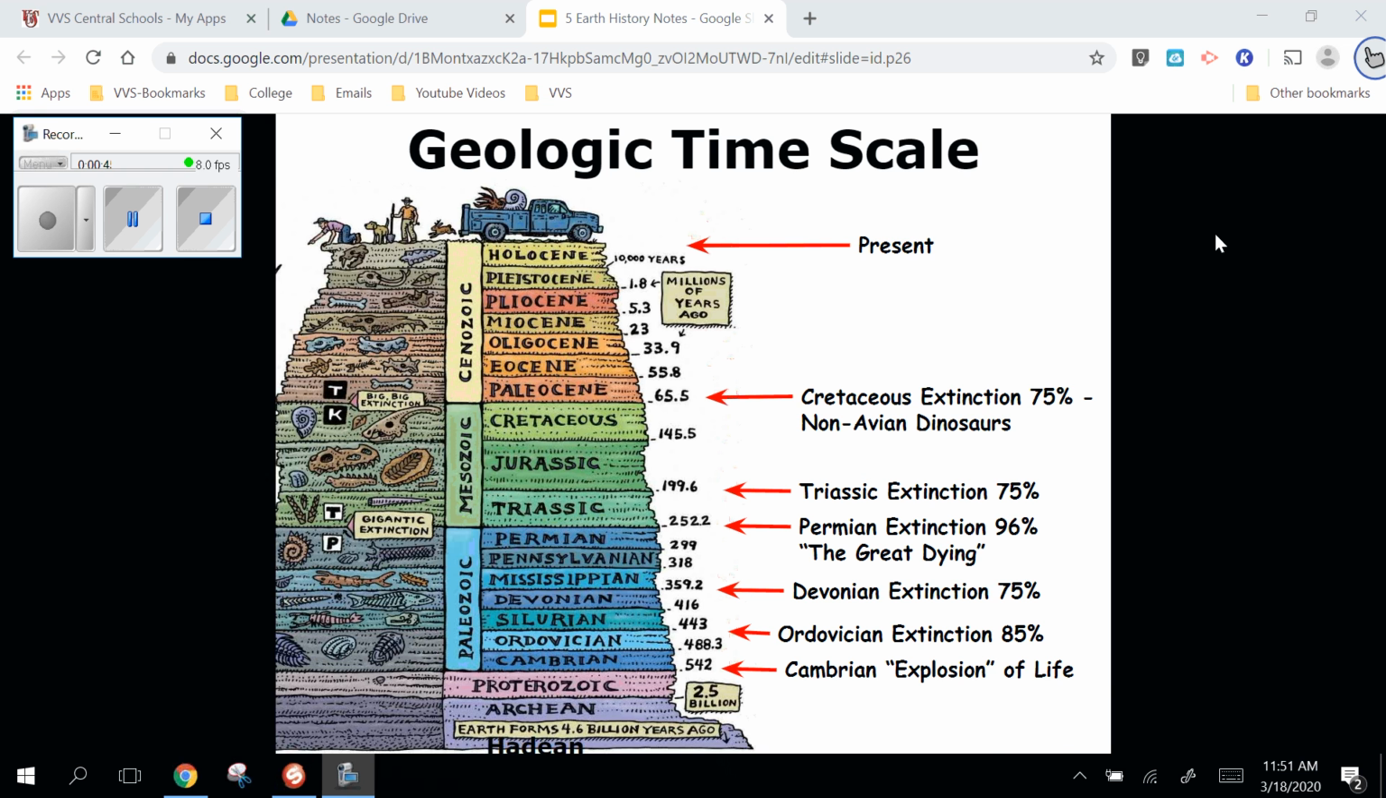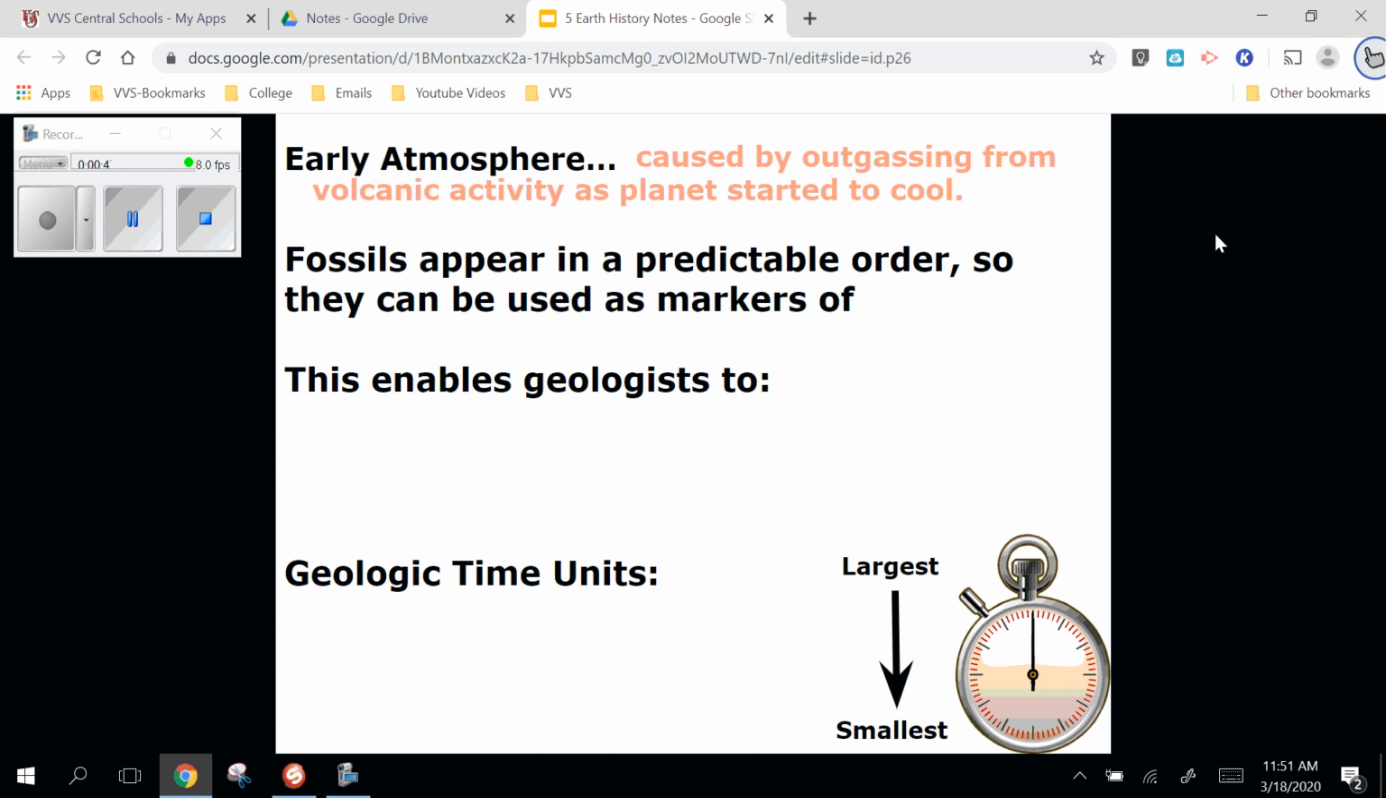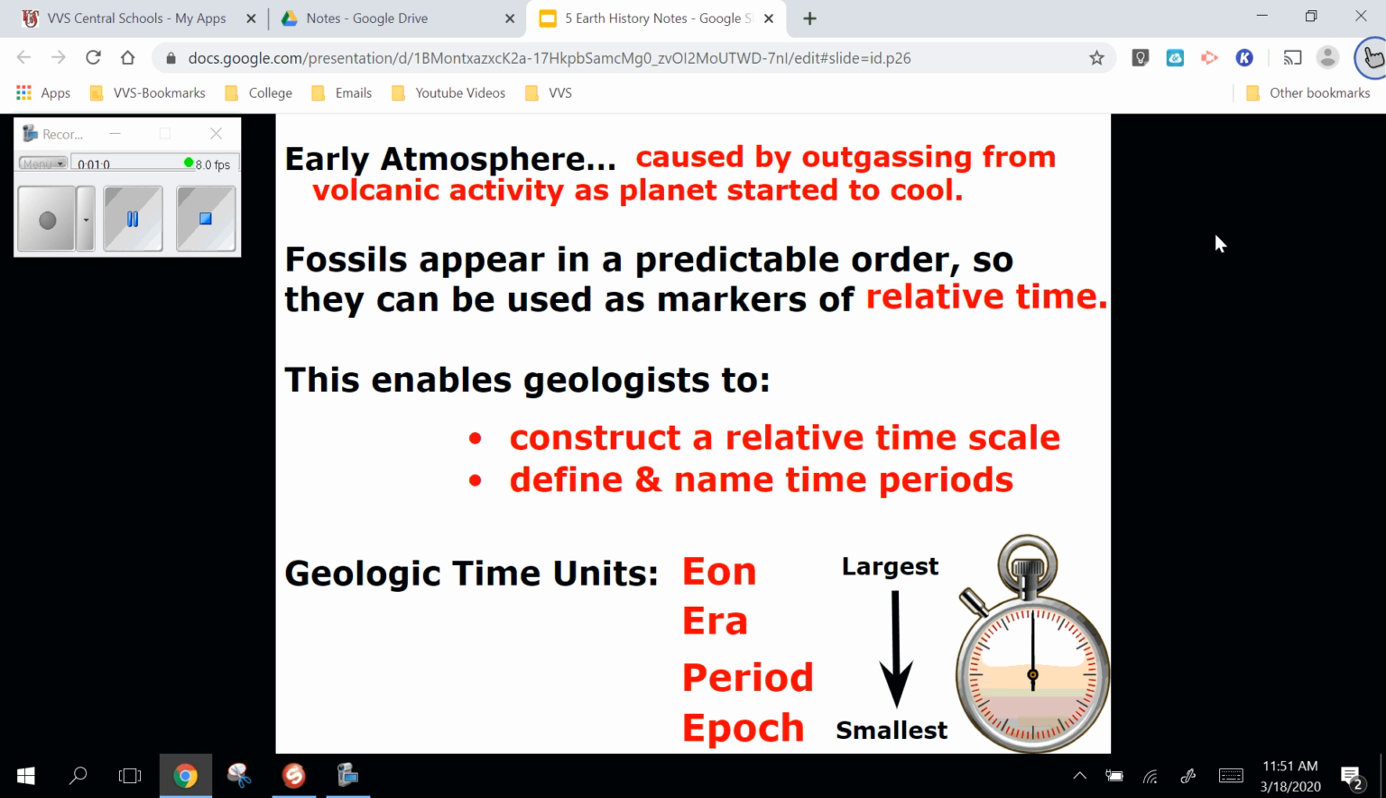All right. So, atmosphere, we already talked about the atmosphere caused by outgassing when the planet was cooling. Different atmospheres as it progressed through time allowed changes in the organisms on the planet. These fossils that we look at, by putting them in order, we can construct time scales and define our time periods. There's 4 major time periods: eons, eras, periods, and epochs.